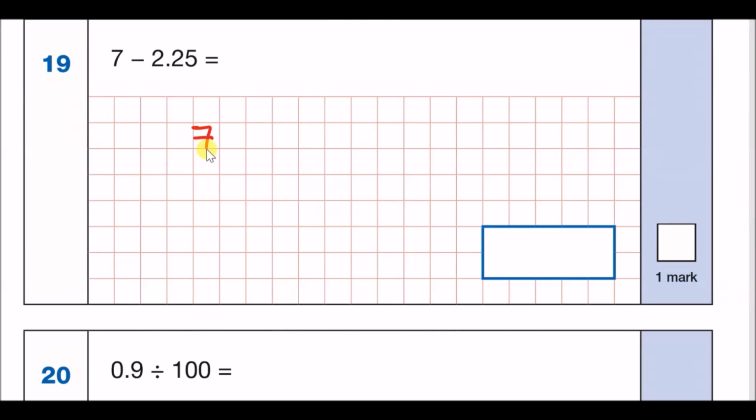7 is the same as 7.00, because we've got two digits, 0.00. Remember, this is the same as a whole 7. And now we're going to subtract that from 2.25. And then you just do what we always do.